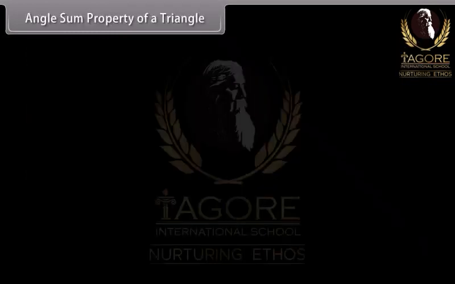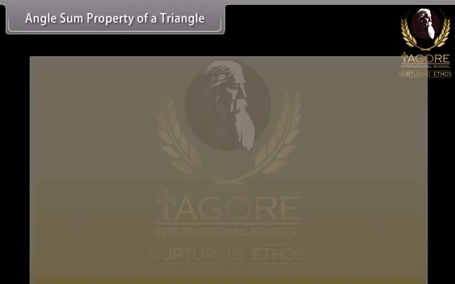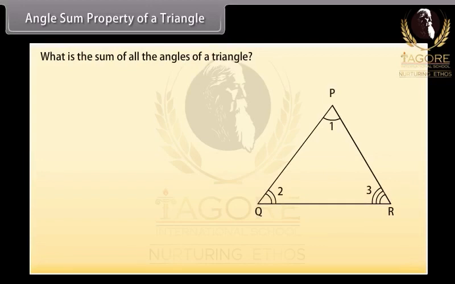Angle sum property of a triangle. Can you tell what is the sum of all the angles of a triangle? Yes, you are right. The sum of all the angles of a triangle is 180 degrees. Let us prove this statement using the axioms and theorems related to parallel lines. Property: the sum of the angles of a triangle is 180 degrees.